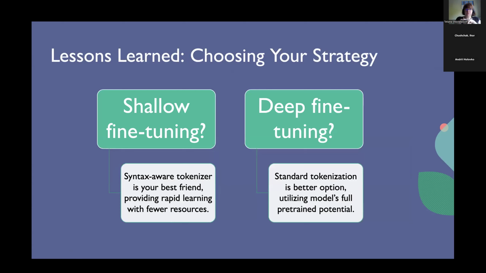So what lessons did we learn? The main lessons of our research are the following. If you can only do limited fine-tuning, for whatever reason, a syntax-aware tokenizer is a better choice. But if you can afford deeper training, use the standard tokenizer because it takes full advantage of what the model already knows and performs better after fine-tuning more layers.